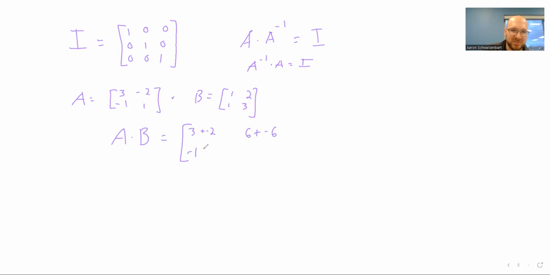-1 times 1 is -1, plus 1 times 1 is 1. So again, this is row 2 times column 1, and row 2 times column 2, -1 times 2, plus 1 times 3. And that works out to be 1, 0, 0, 1. I should also check this with BA. I can't just assume it does. But I'll tell you it works.